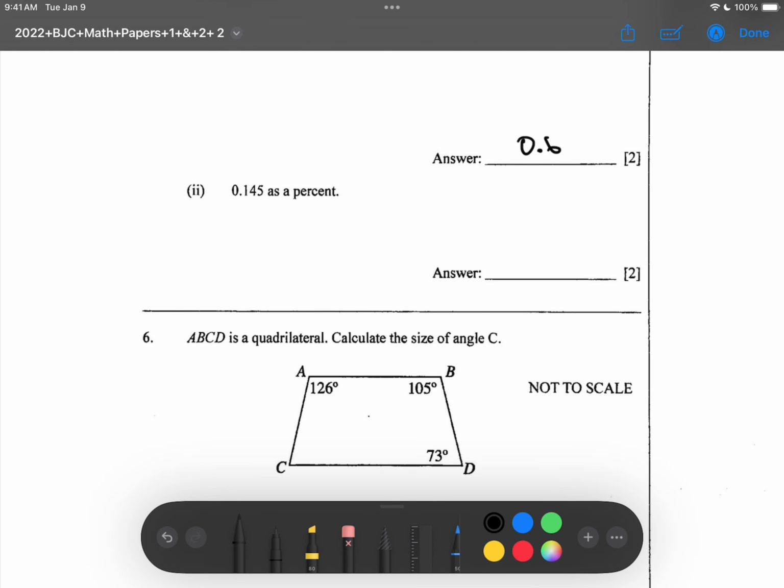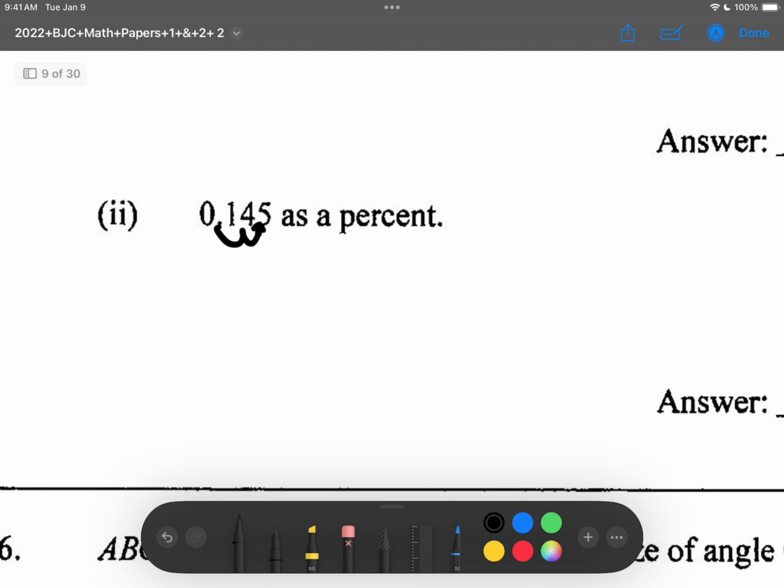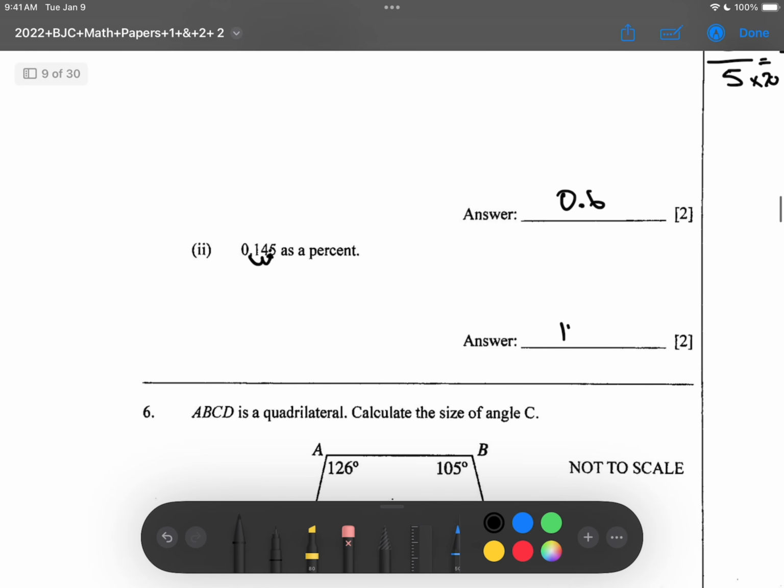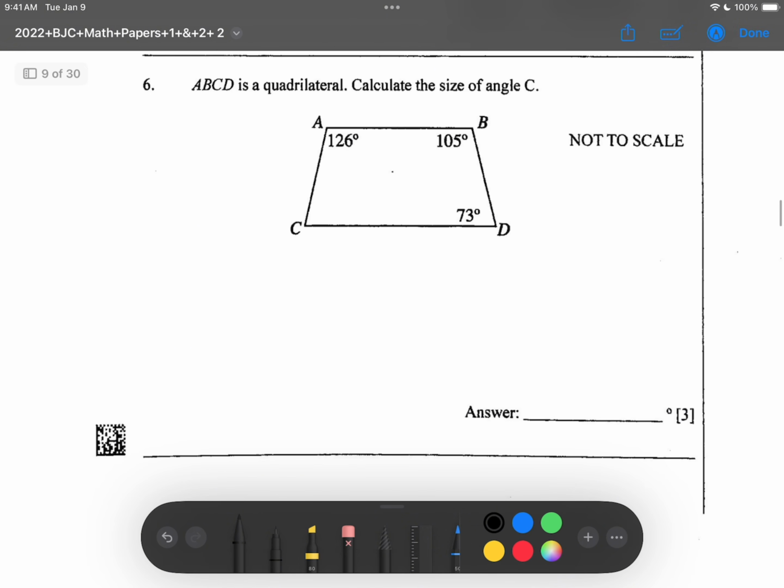0.45 as a percent. All you're doing is moving the decimal over 2 places. 14.5%.